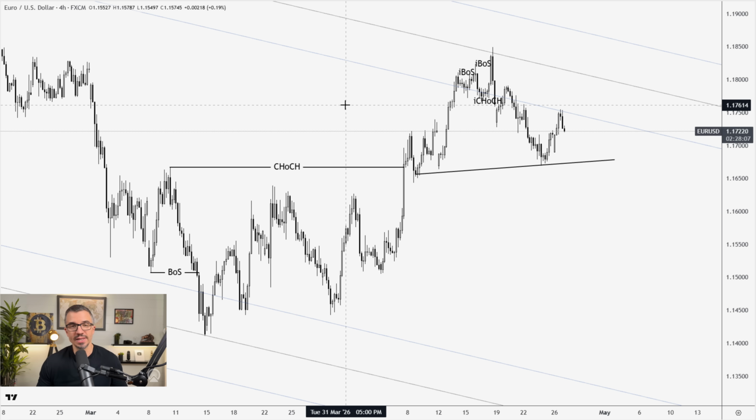And just a heads up, I haven't taken a trade on the euro. However, I did take a trade on the pound today, which I did announce in Discord in real time.